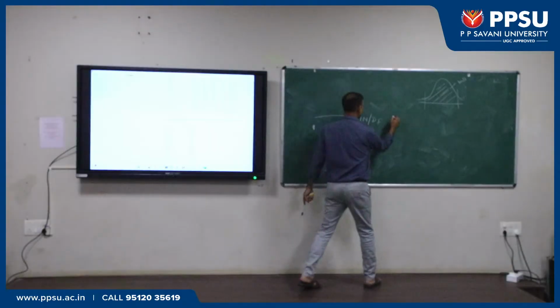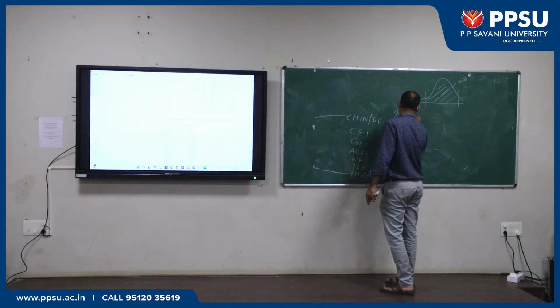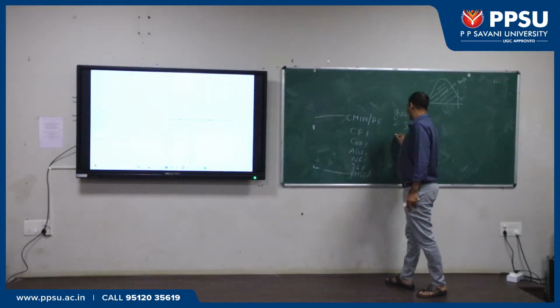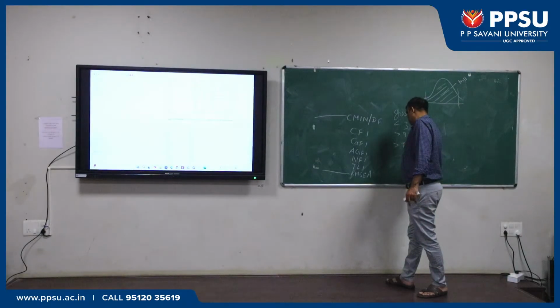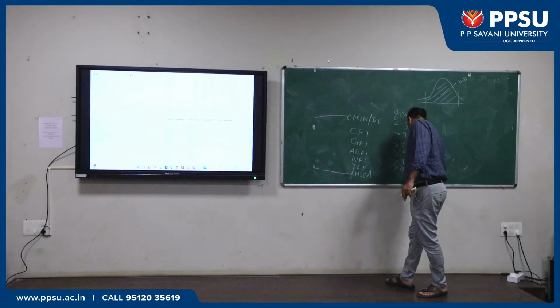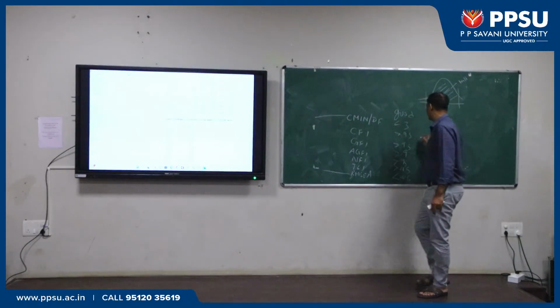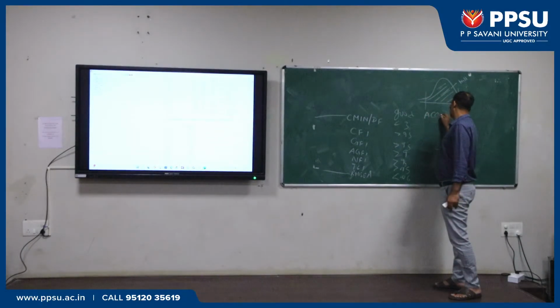I will give you the good or ideal values. Good values: CMIN/DF should be less than 3, CFI greater than 0.95, GFI greater than 0.95, AGFI greater than 0.9, NFI greater than 0.9, TLI greater than 0.95, and RMSEA less than 0.06. Good value. Acceptable value, at least, okay, it will be accepted.